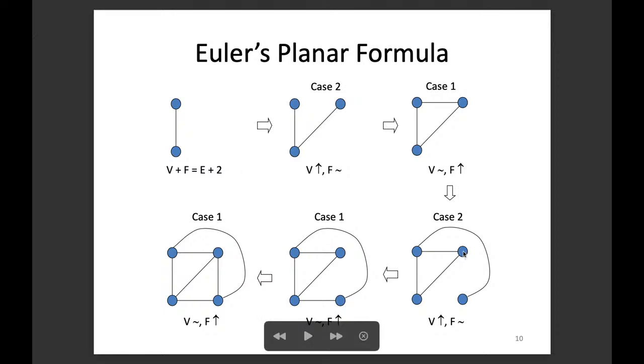In each case, we are either adding a new vertex with a new edge, or adding a new region with a new edge. So the formula is balanced since the beginning, and in the end, the formula must be balanced. Okay, so this is Euler's planar formula.